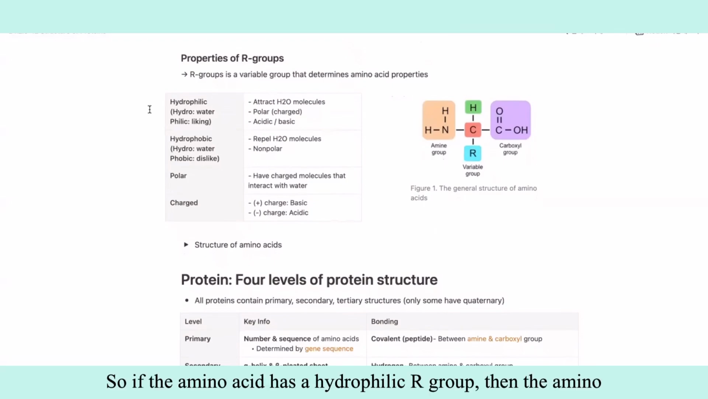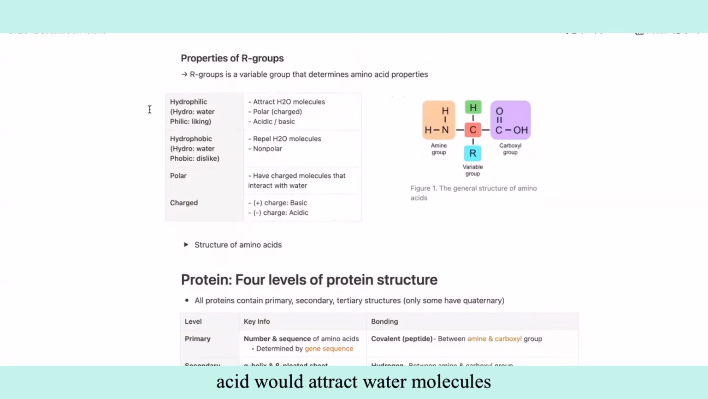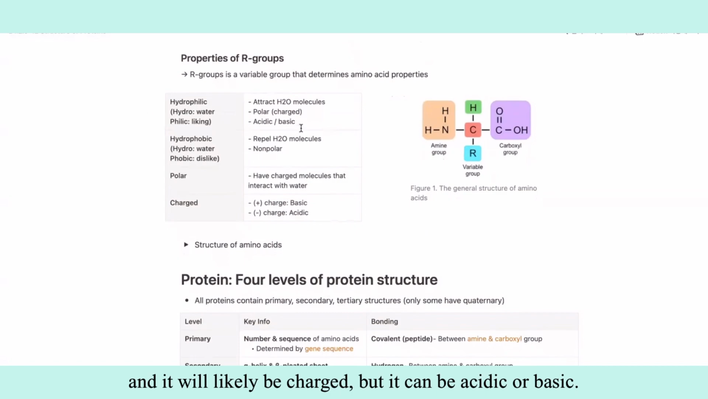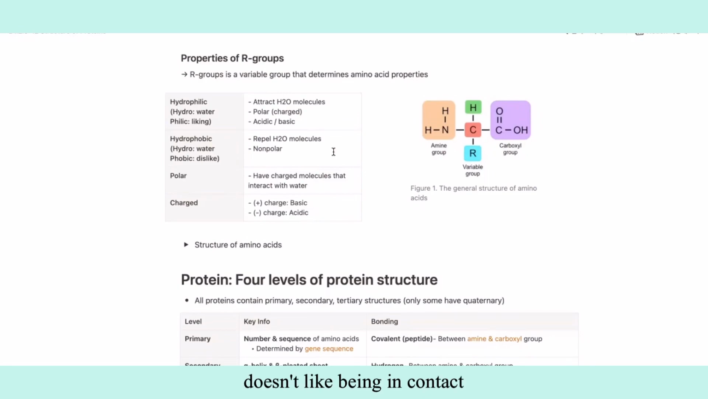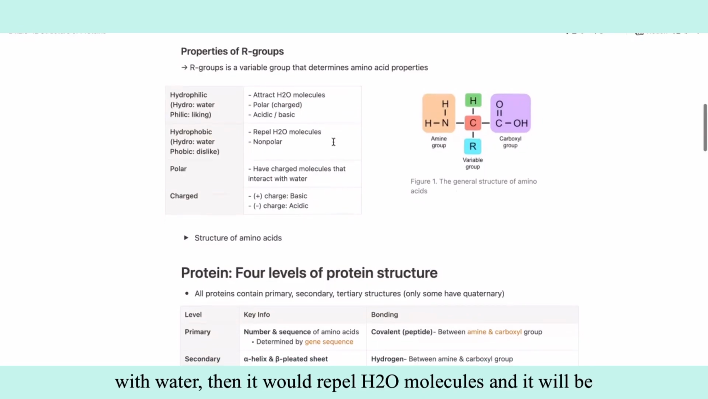So if the amino acid has a hydrophilic R group, then the amino acid would attract water molecules and it will likely be charged, but it can be acidic or basic. If the amino acid has a hydrophobic R group, meaning that it doesn't like being in contact with water, then it would repel H2O molecules and it will be nonpolar.